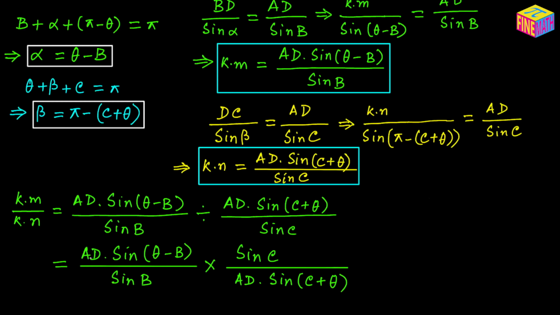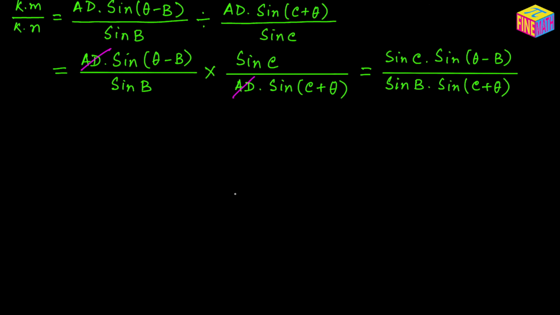And as you can see, this AD in the numerator and the AD in the denominator, they will cancel out each other, and we are going to be left with, in the numerator we will have sine of C times sine of theta minus B over sine of B times sine of C plus theta.